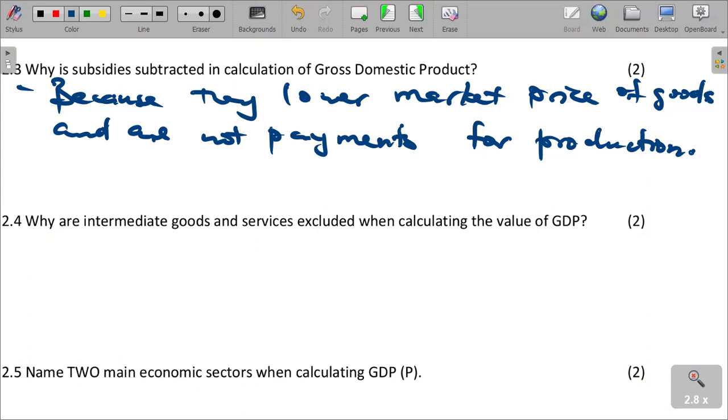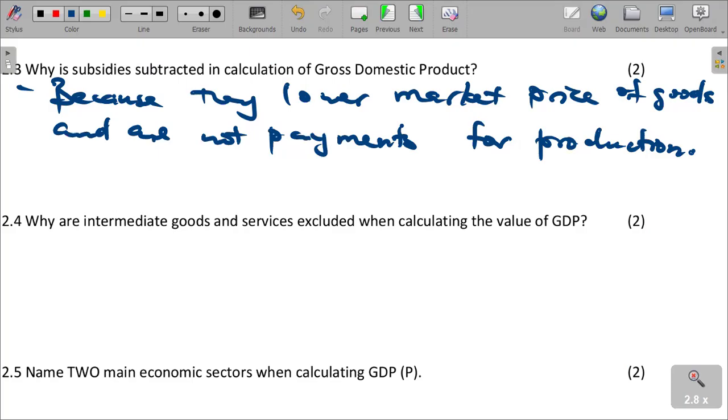What you need to understand is that to move from factor cost to market price, we add taxes and subtract subsidies. That is one thing that you need to know. We subtract subsidies because they are actually there to lower market price. They are not payments for production. Hence, they must be subtracted from gross domestic product.